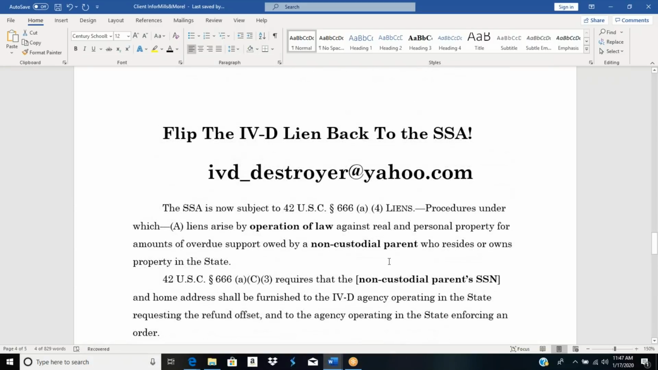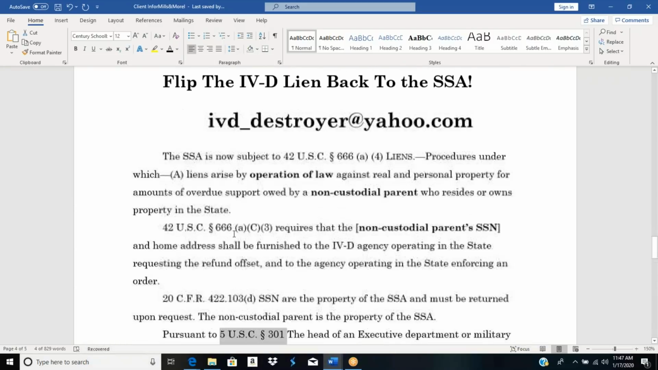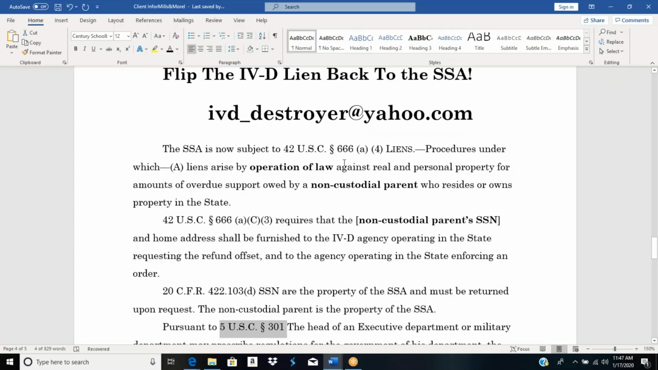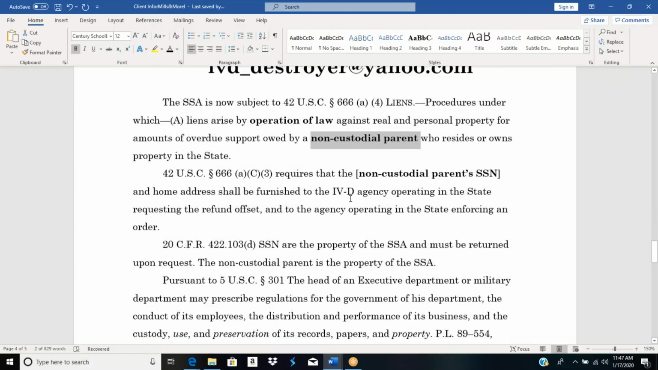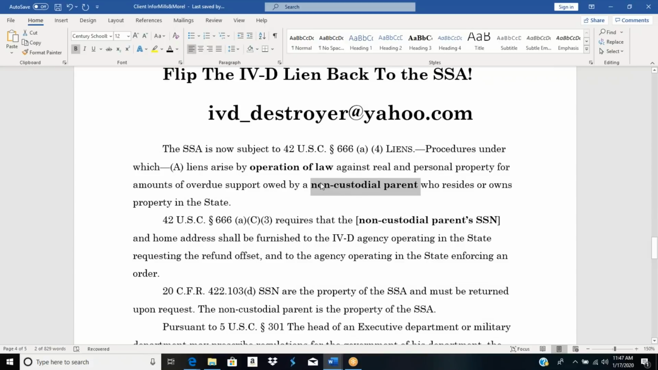Now, you notice it says up here, liens arise by operation of law against real and personal property for amounts overdue owed by the what? Non-custodial parent. That's the property of the Social Security Administration. The Social Security Administration is legally liable for that debt by operation of law.